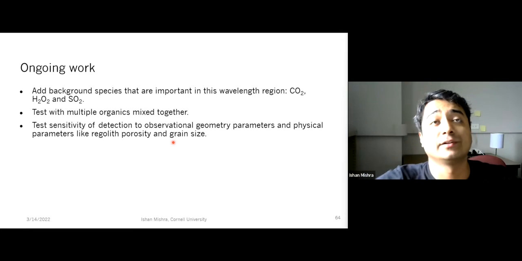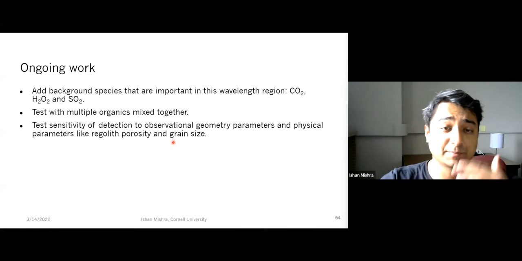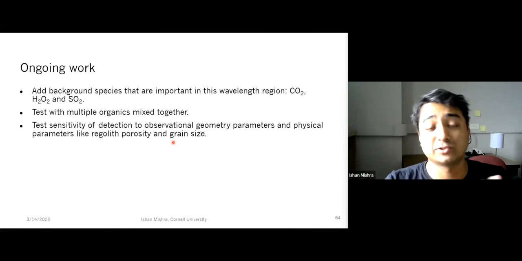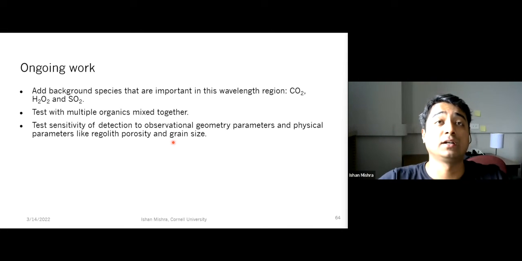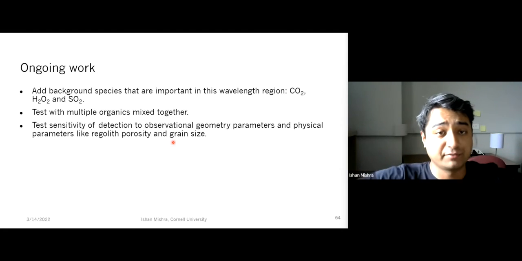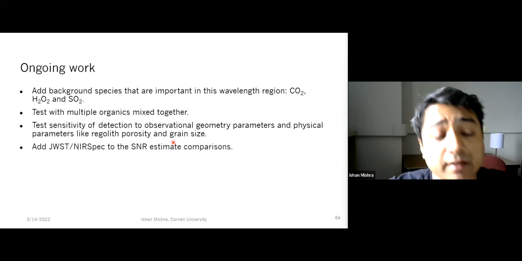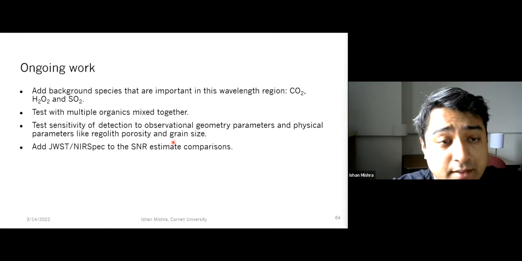the spectrum. Although in a low reflectance regime, I'm expecting them to not matter that much. And also because organics have sharp features, and so these things will not affect sharp features. They affect mostly the overall reflectance level. And add a JWST NIRSpec estimate.